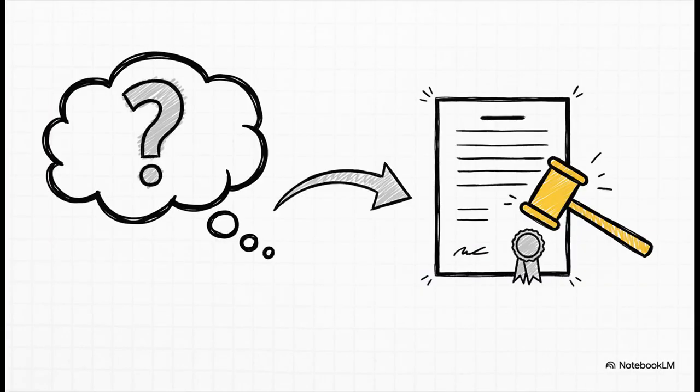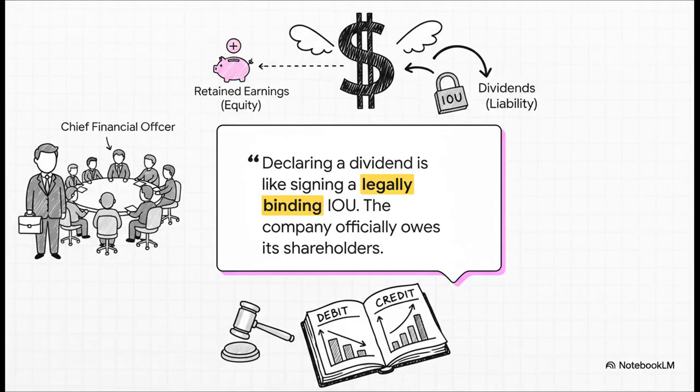I want to pause on this for a second, because this is where so many people get it wrong. They hear declaration and think it's just a press release about a future plan. That is absolutely incorrect. From a legal and an accounting perspective, the second that announcement is made, the financial DNA of the company has fundamentally changed. This IOU analogy is perfect. Let's actually walk through the journal entry that an accountant would make on the declaration date.